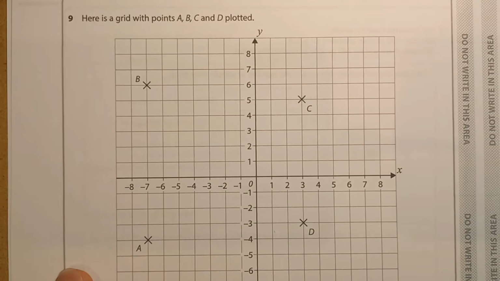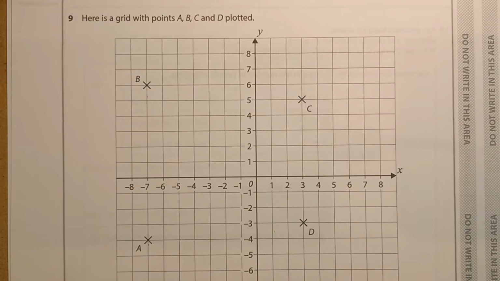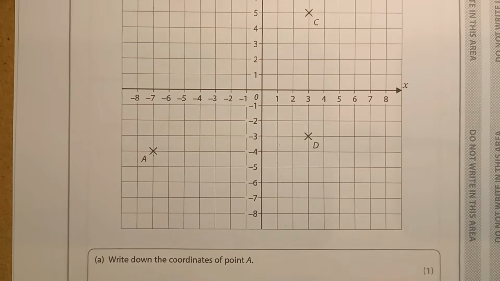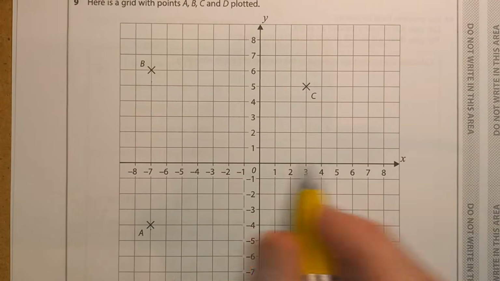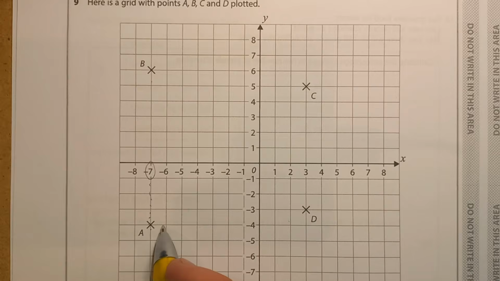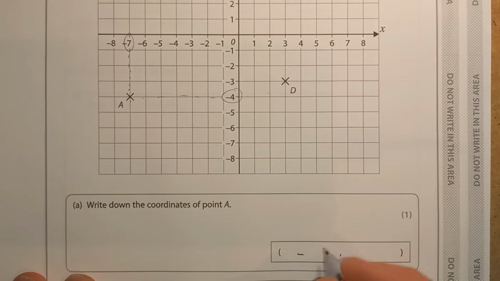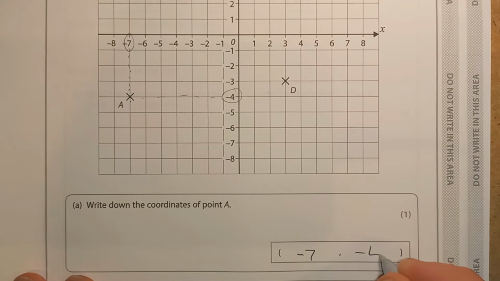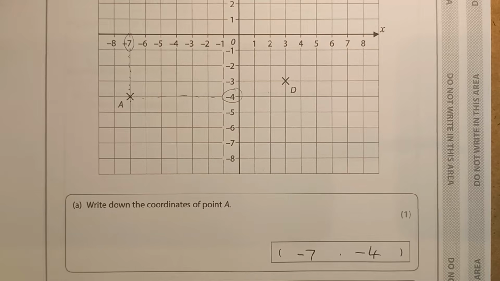Question 9. Here is a grid with points A, B, C and D plotted. And the first question is, write down the coordinates of point A. Right, so the coordinates, we always look at the X first, the going across. A is -7, and on the Y coordinate, -4. So -7, -4. And the order of these is very important. If you put -4, -7, you will get nothing.